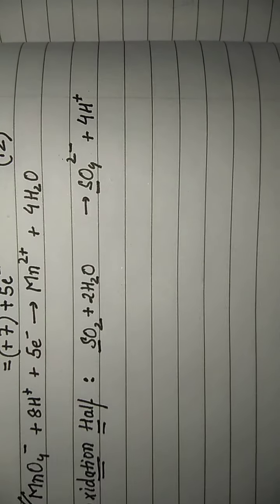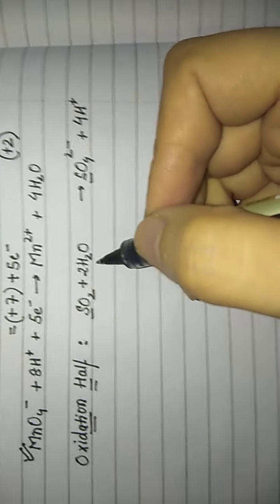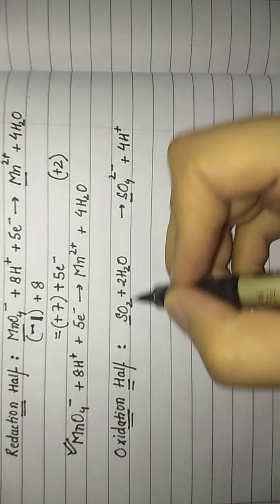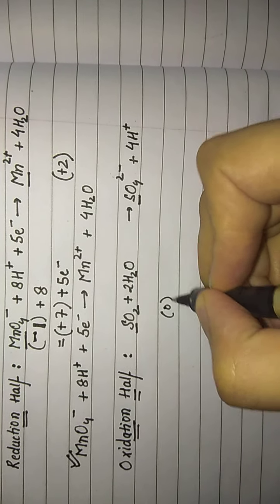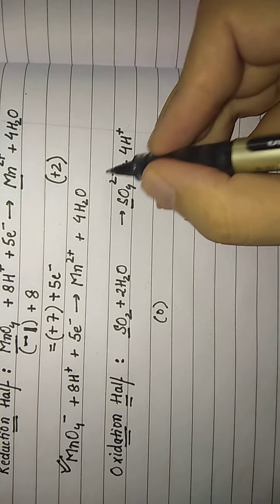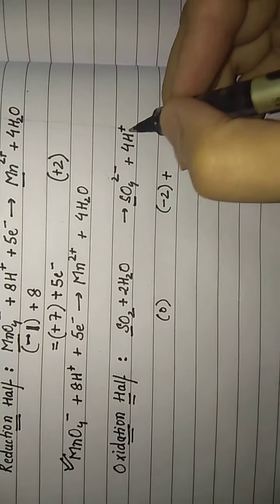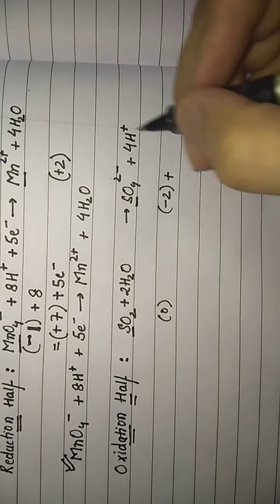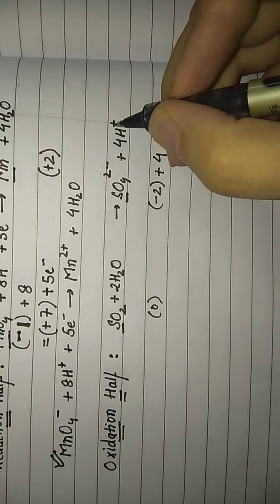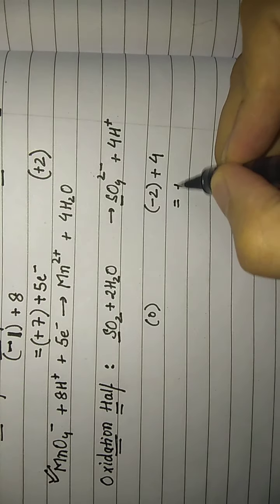My next step will be the balancing of charge. Now if you see on the left hand side, both the molecules are neutral. SO2 is electrically neutral and H2O is also electrically neutral. So I have a total charge of 0 on the left hand side. While on the right hand side, I have a total charge of -2 from sulfate, plus there are 4 H plus ions. One H plus ion is having +1 charge, so 4 will have +4 charge, giving you a total of +2.